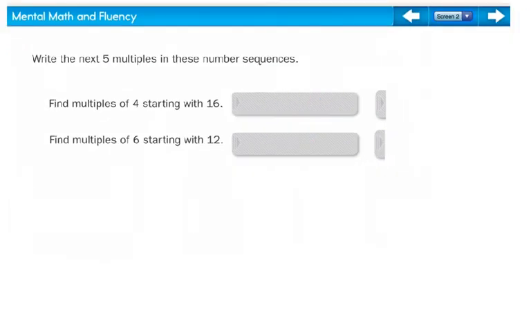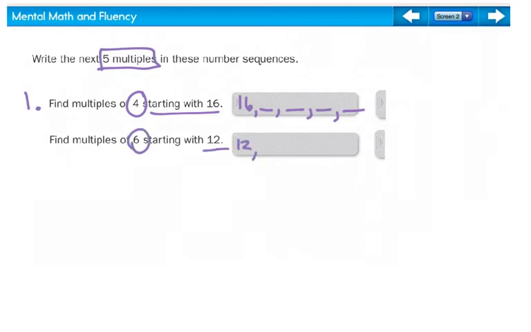Next, we're going to write 5 multiples of each of the following numbers. So we're going to find multiples of 4, but starting with 16. You're going to find the next 4 since I started you off with the first one. Find multiples of 6 starting with 12. Go ahead, write down the first multiple, and then the next 4 multiples after that. Go ahead and pause your video. Use your multiplication chart by looking across your row of 4s and 6s.